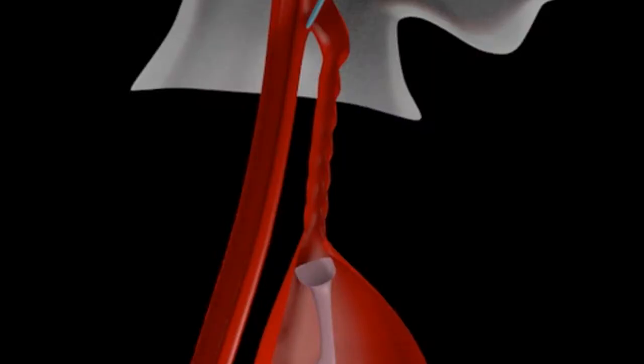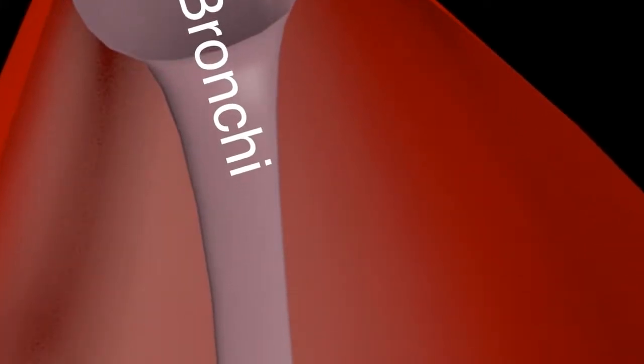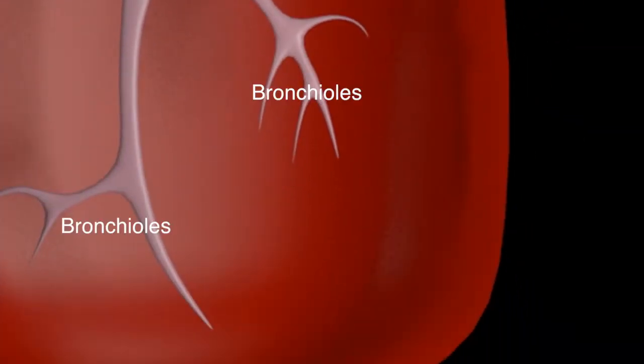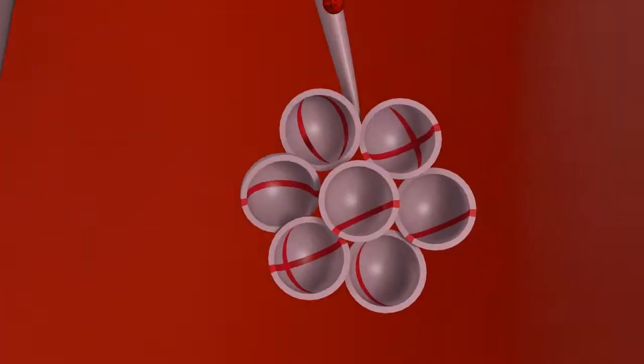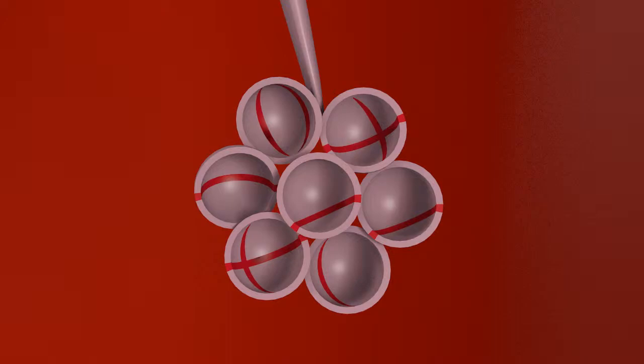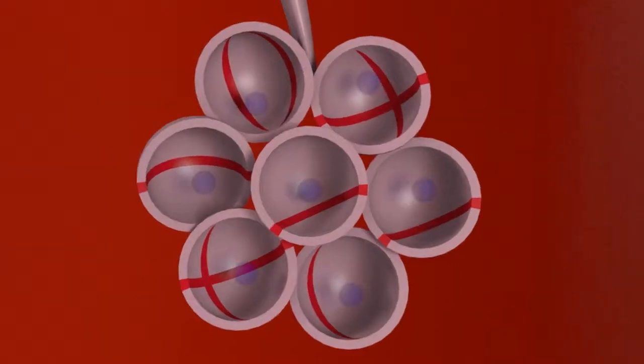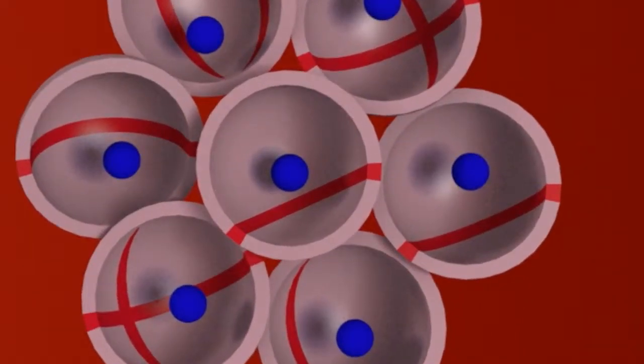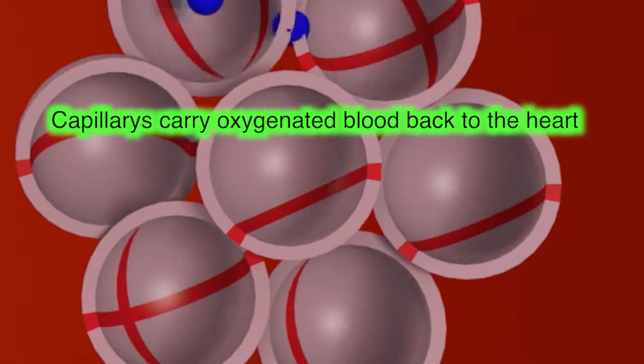As the trachea approaches the lungs, it branches off into the 2 primary bronchi. The bronchi then branch off into bronchioles. The bronchioles terminate in a grape-like cluster called alveoli. The alveoli is where the oxygen and carbon dioxide exchange. If we zoom in on the alveoli, we can see gas exchange via simple diffusion.